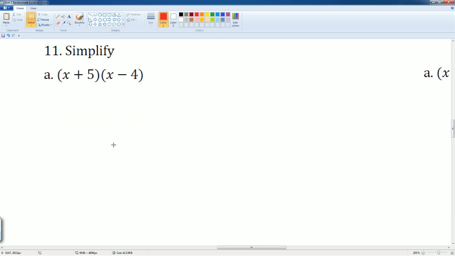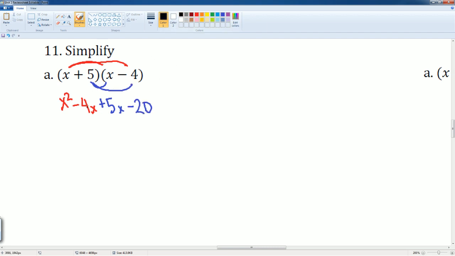This time, they're binomials, so we have to FOIL. You're already used to this because this is like finding the area of a rectangle. So x times x gets you x squared. X times -4 gets you -4x. Let's do the bottom. 5 times x gets you 5x. 5 times -4 gets you a -20.